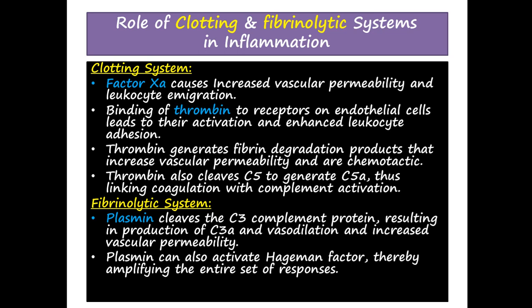Now, the fibrinolytic system, in which plasmin is the major component, will cause C3 to break down into C3a, and C3a then causes vasodilation and increased vascular permeability. And plasmin itself can also activate the Hageman factor, or factor 12, which is involved in the intrinsic pathway of coagulation. And in this way, the entire set of responses that occurs in inflammation and during blood coagulation are coordinated and linked to each other.